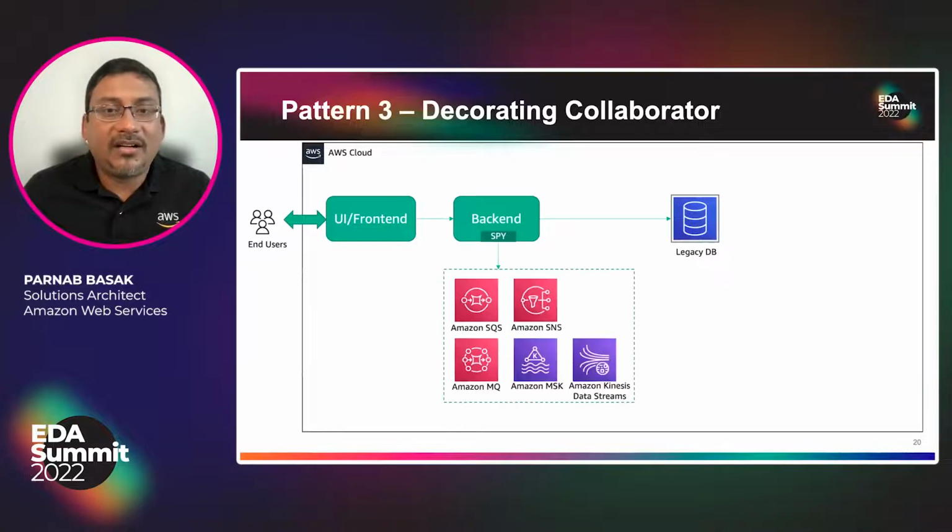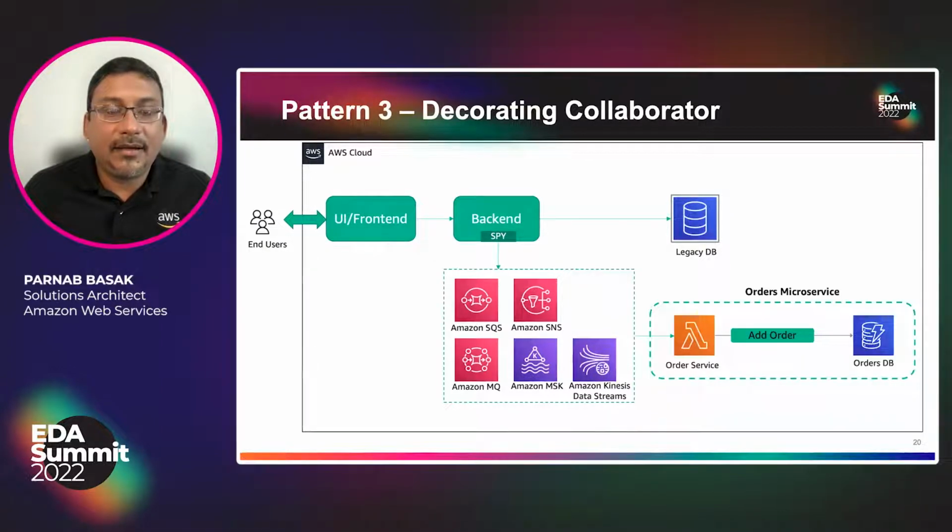In the decorating collaborator pattern, what you end up doing is you alter the backend to now post messages to an event store in an asynchronous way. Here, I'm using a SPY service, which may be an interface to push out the same set of messages to this event store. And of course, if you need the data to be synced, then the orders microservice can also pull in the data from this event store and process and store it in its own orders database. And of course, if you need the data to be synced back to the legacy database, DynamoDB streams and AWS Lambda can help there too.